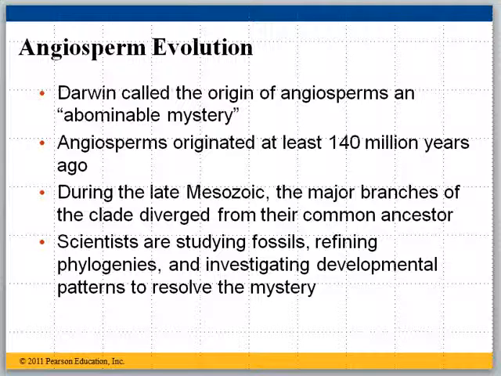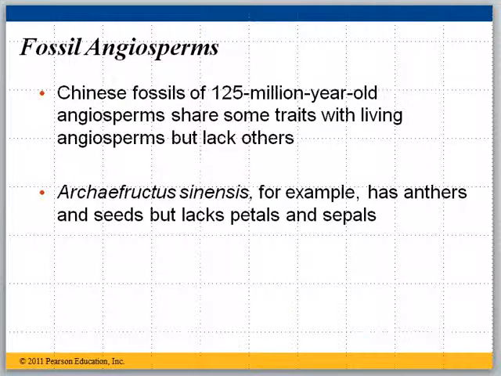Just like we had the proto or pro-gymnosperms, we have some angiosperms dating back to about 125 million years ago, some Chinese fossils that show some plants that are very similar to angiosperms but share not all of the traits. In other words, they have some of the traits, but they lack some of the traits of living angiosperms.